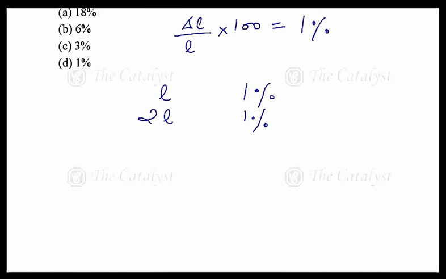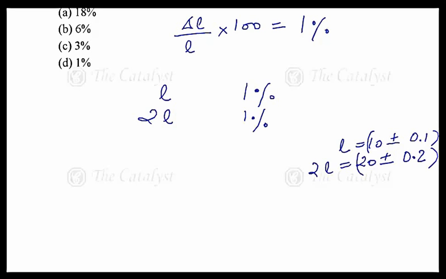Okay, let me explain you with a simple example. Let us say the length is 10 centimeter. What will be the 1% of this? The 1% of this will be 0.1, right? If you are writing 2L, it will become this plus this. That means the new measured length will be 20, whereas the absolute error will now become, if you add this with this itself, 0.2. What is this? This is 1% of this.